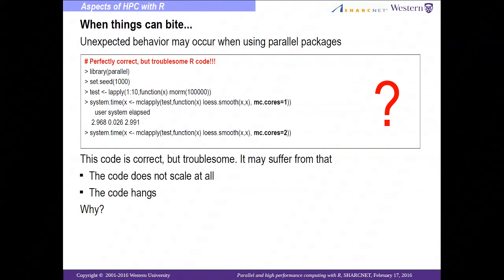So what happened here, or what could happen, can be this. Either the code does not scale at all. Just by using more cores, you will not experience the acceleration or speedup. Or the code can simply hang. And this is a real example that we discovered in the past. The second scenario, where the code hangs, is more severe, because the code simply doesn't work.